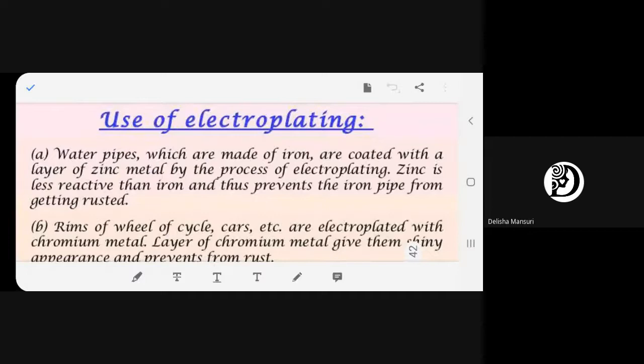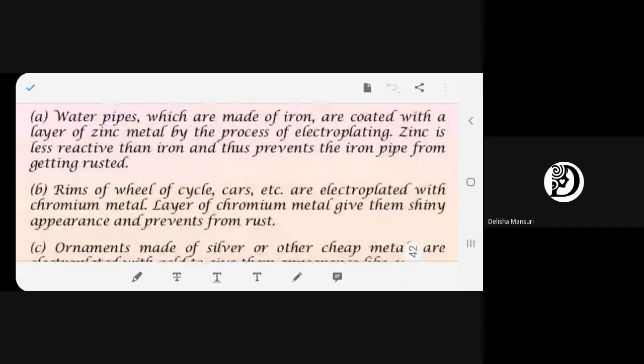Water pipes, which are made of iron, are coated with a layer of zinc metal by the process of electroplating. Zinc is less reactive than iron and thus prevents the iron pipe from getting rusted. Understood? So iron pipes are coated with zinc by electroplating. Agree? Okay. Now second.